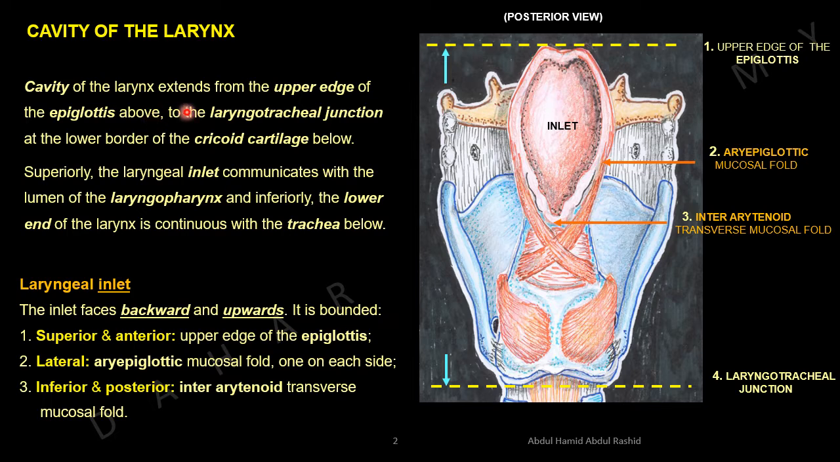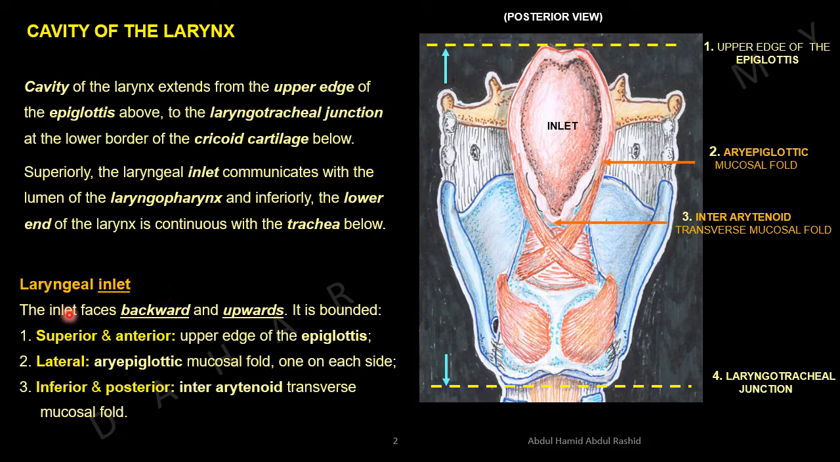The cavity of the larynx extends from the upper edge of the epiglottis above to the laryngotracheal junction at the lower border of the cricoid cartilage below. Superiorly, the laryngeal inlet communicates with the lumen of the laryngopharynx, and inferiorly, the lower end of the larynx is continuous with the trachea below the cricoid cartilage.